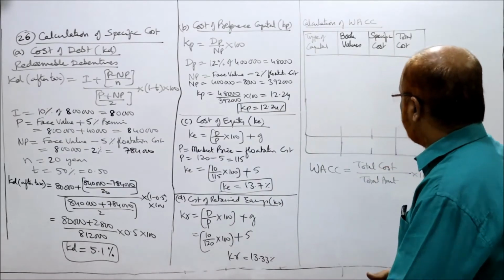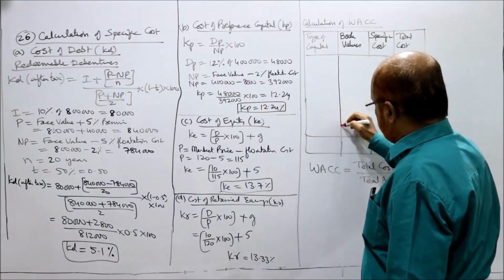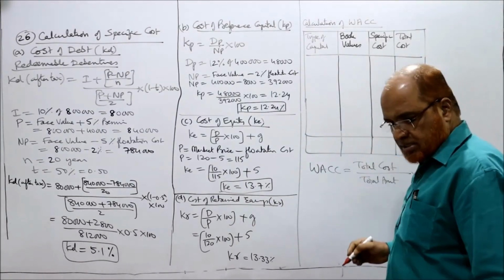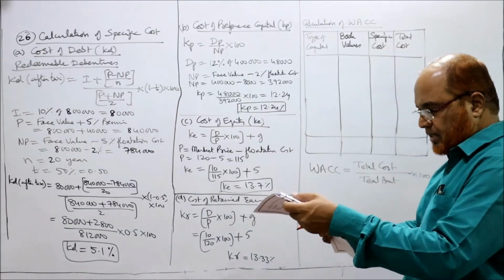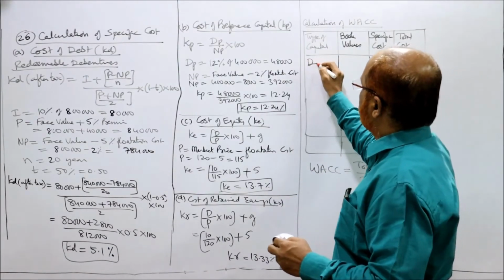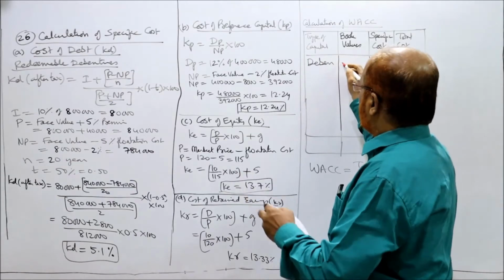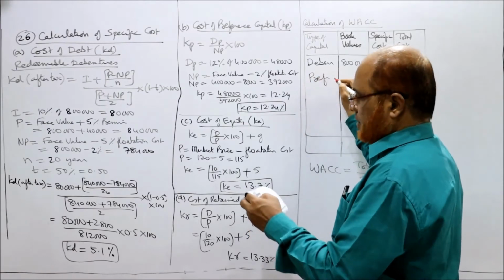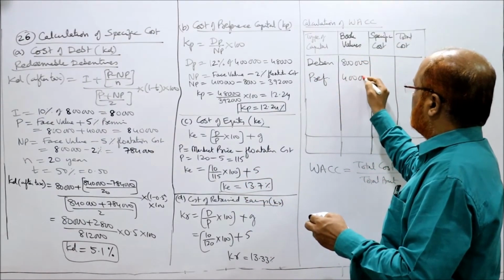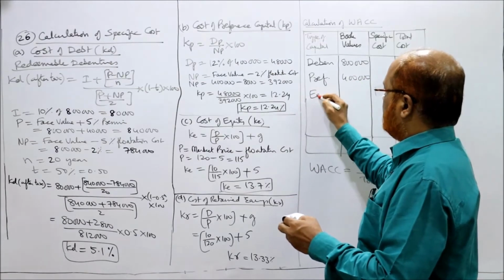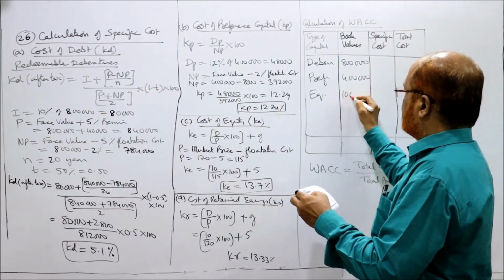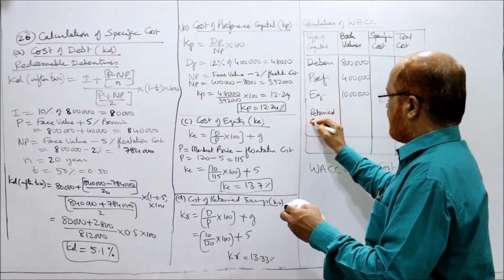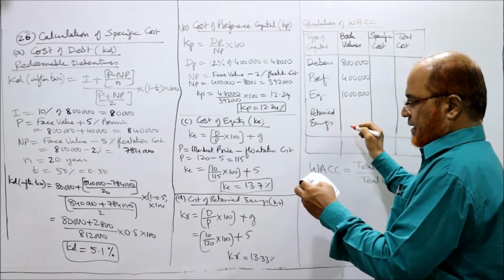Now we have to calculate WACC. See the problem, how much is the debt? The first one is debentures, 8 lakhs. Second one is preference share capital, 4 lakh. Next one is equity, 10 lakhs. Last one is retained earnings, which is 4 lakh.